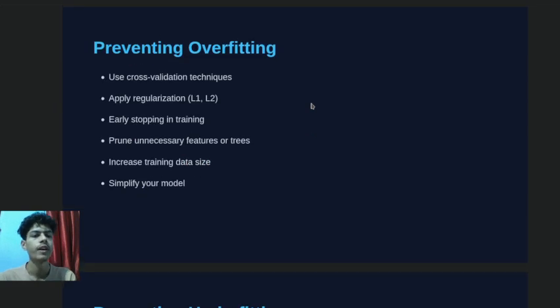Now preventing overfitting: using cross validation techniques, applying regularization like L1 and L2, early stopping in training, pruning unnecessary features or trees, increasing training data size, and simplifying your model can prevent overfitting.